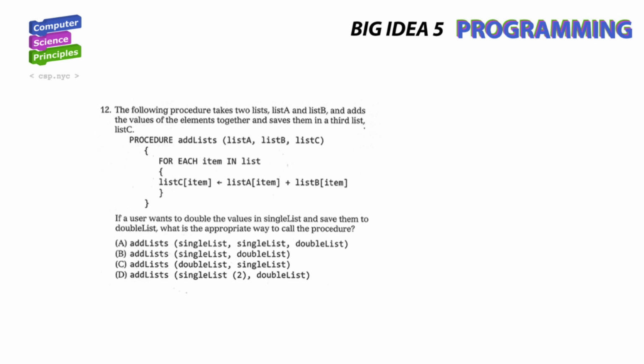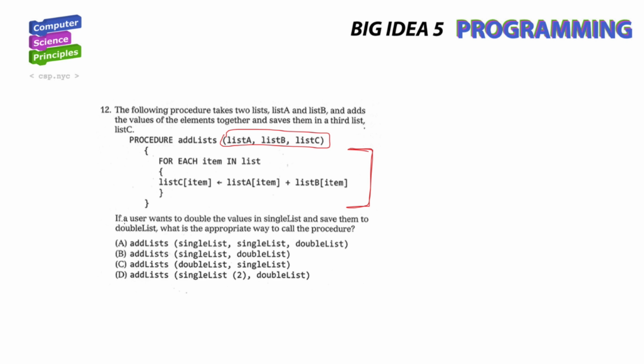Okay, question 12. The following procedure takes 2 lists, list A and list B, and adds the values of the elements together and saves them in a 3rd list. So, just going through this quickly, we've got a procedure. The procedure is followed by these elements here, and then we have the command that's happening inside. Now notice what it does. It takes 2 lists A and B and adds the values and saves them in a 3rd list, C.